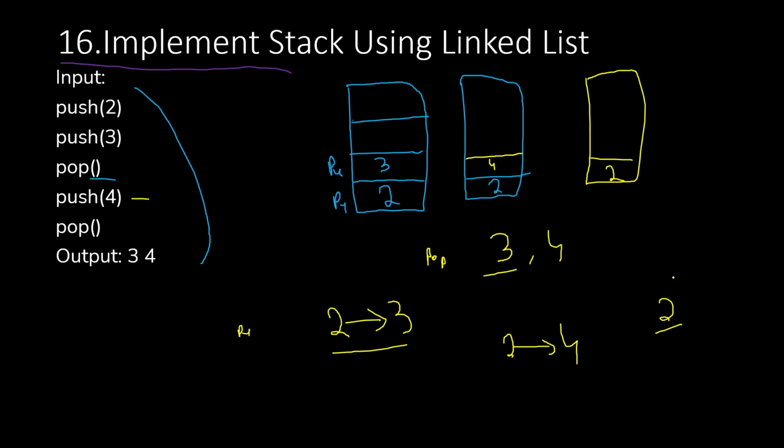I hope you have understood the approach till this part. If you have not understood, let's go to the coding part. It will be very clear after seeing the code. In the output it is only asking for the popped elements. Remember, in the output we only need the popped elements, which are 3 and 4 in this case. Now let's go to the coding part and clear your doubts.